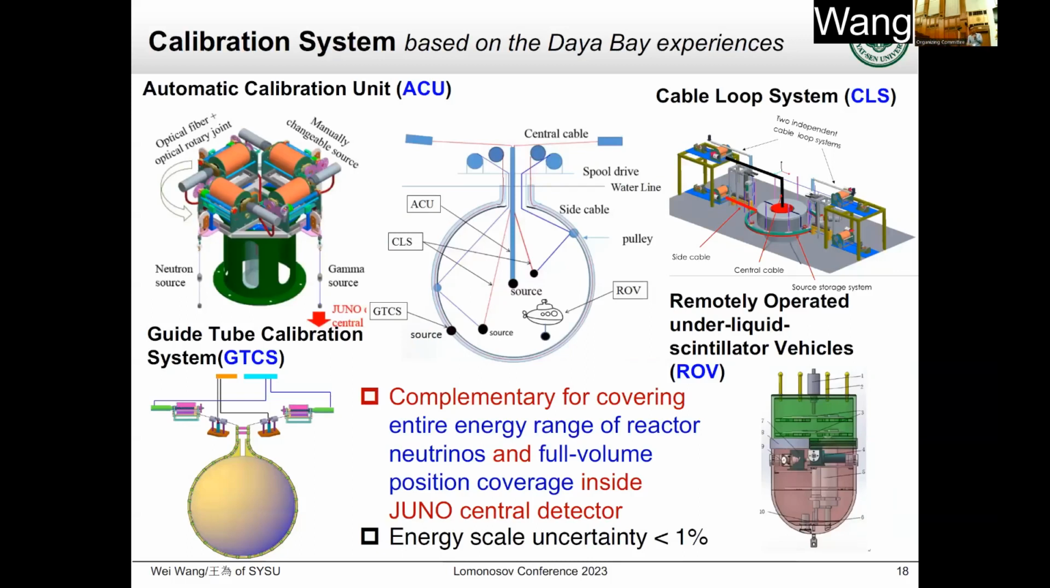To get the energy scale right, we have four complementary calibration systems using different strategies. There's an automatic calibration unit. There's a string-like calibration unit, the cable loop system. We also have guide tubes around the detector. We also have a small submarine inside the detector, a remotely operated vehicle under the liquid scintillator. It's really fancy, carrying the radiation sources around the detector. So with some simulation, we are confident we can reach an energy scale uncertainty of less than 1%. This is required in order not to fool ourselves.